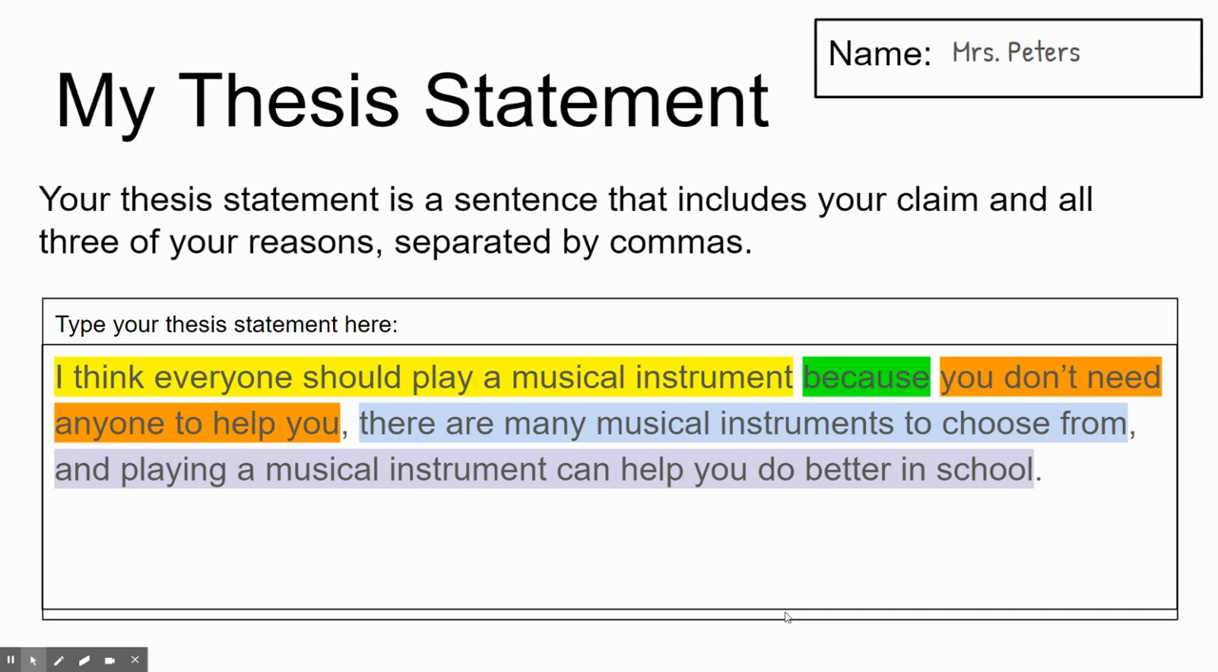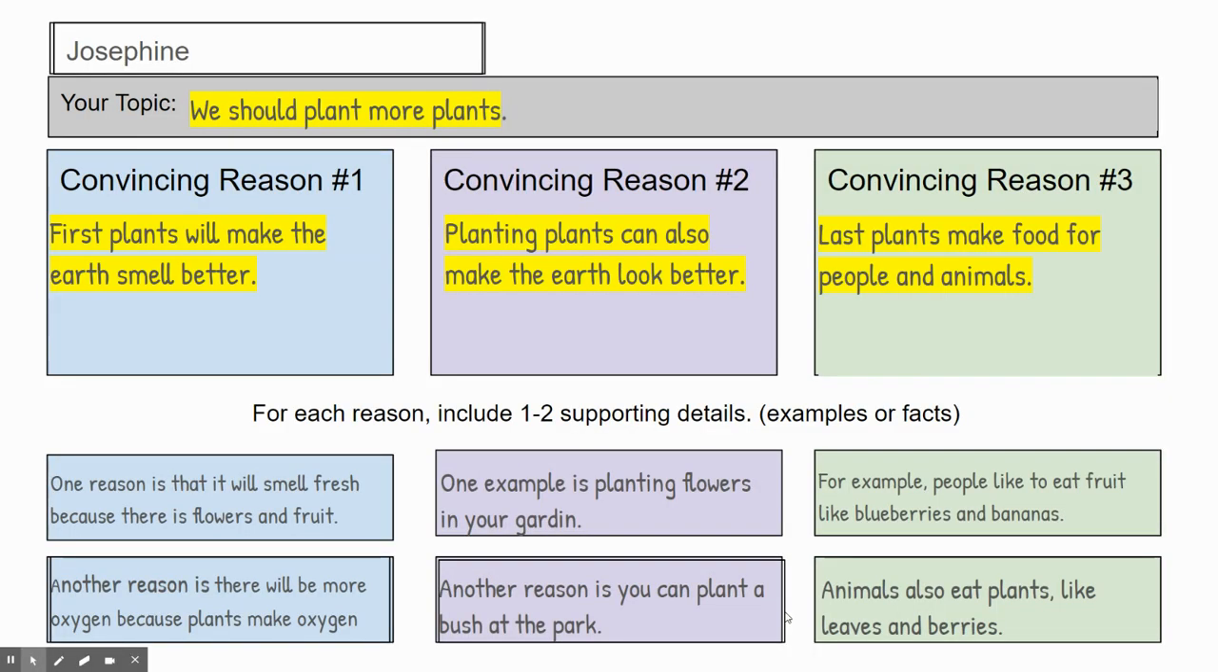Now, let's take a look. Josephine gave me permission to do some revising of the thesis statement that she worked on writing today. So let's take a look at her plan. Her topic or claim is that we should plant more plants. First reason, they'll make the earth smell better. Second reason, plants can also make the earth look better. And our third reason is plants make food for people and animals. Very convincing reasons.